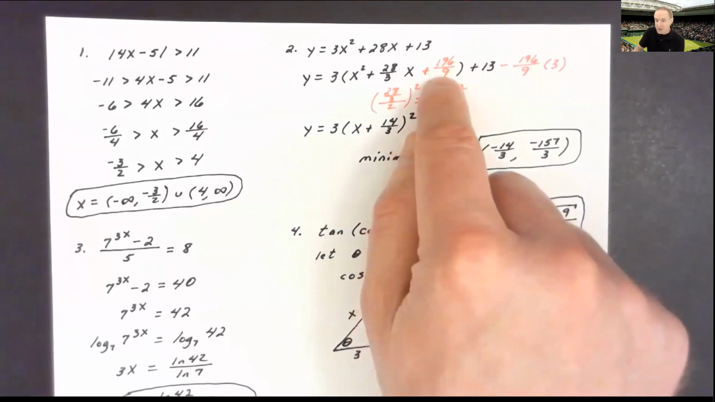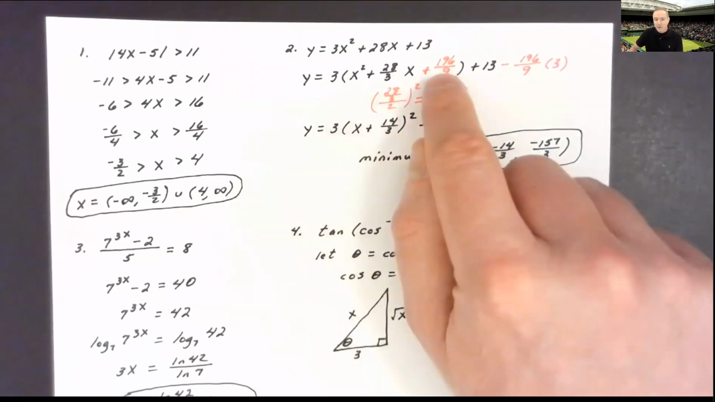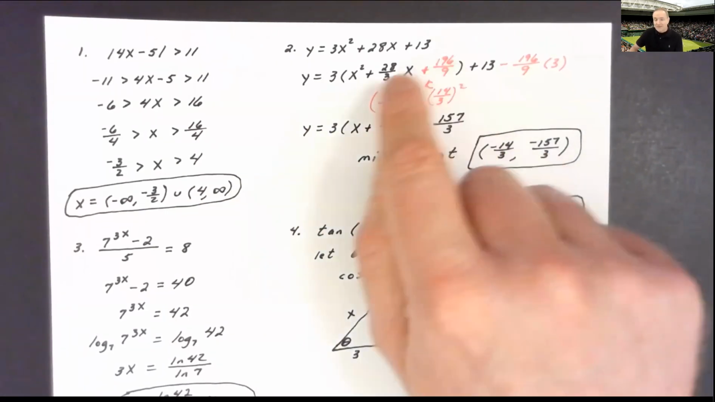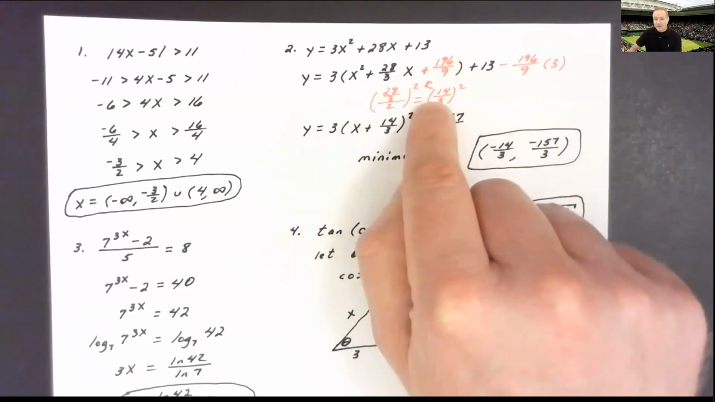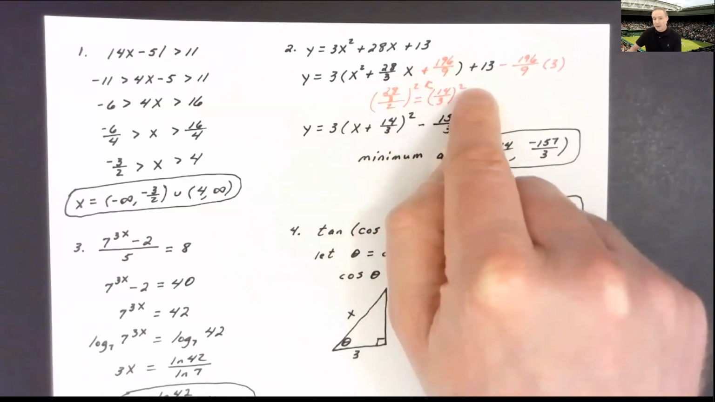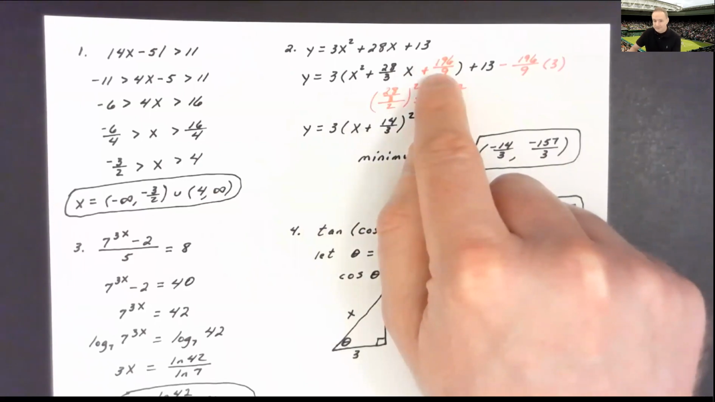Every single solitary time, if you need a perfect square trinomial, the term for c that you need is 1/2 of b squared. So you say, well, 1/2 the coefficient of x would be 14 over 3. Now I need to square that. 14 squared is 196, 3 squared is 9. I need to add a 196 over 9 inside of that trinomial.